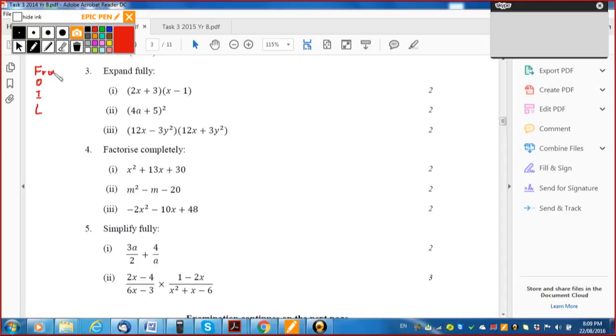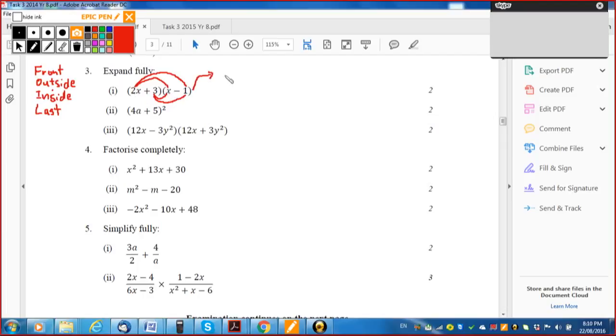Front, outside, inside, last. Front, outside, inside, last, right? So you go front 2, outside 2, inside 2, last 2. Does that make sense? So let's work that out.